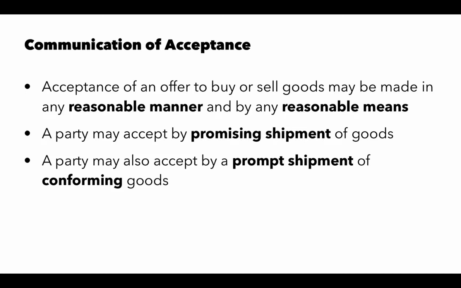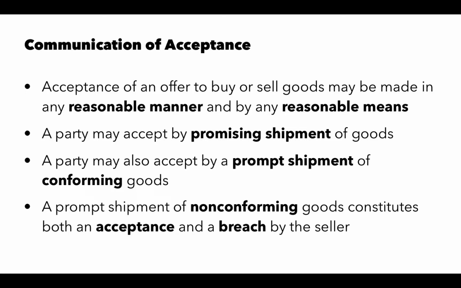If a seller chooses to accept by shipping, it must notify the buyer of that acceptance. Now, if the seller ships non-conforming goods, that's going to constitute two things, both an acceptance and a breach by the seller. So a shipment of non-conforming goods constitutes both an acceptance and a breach by the seller.